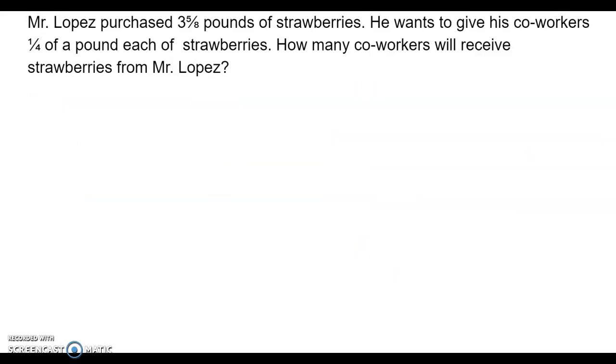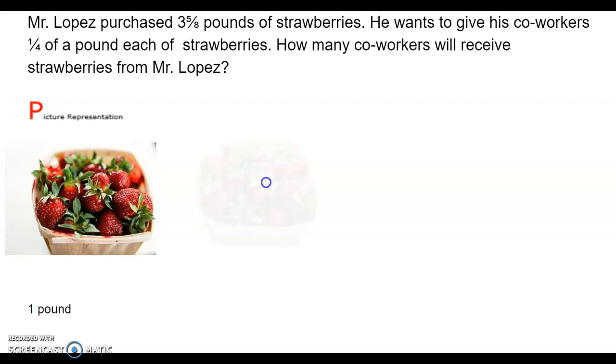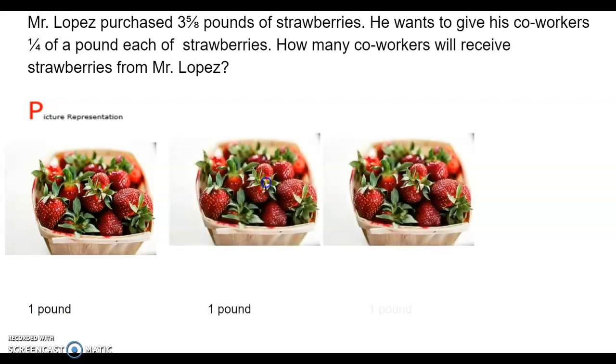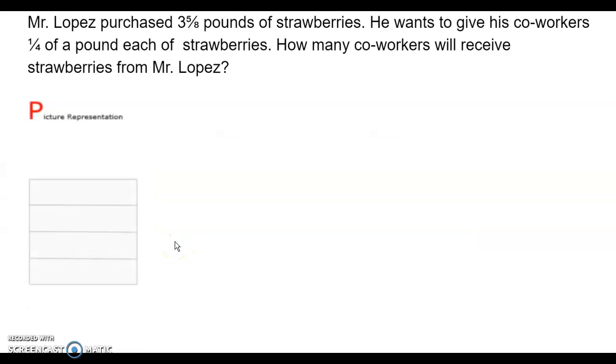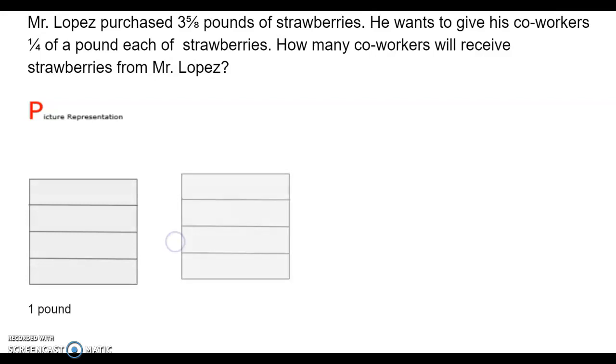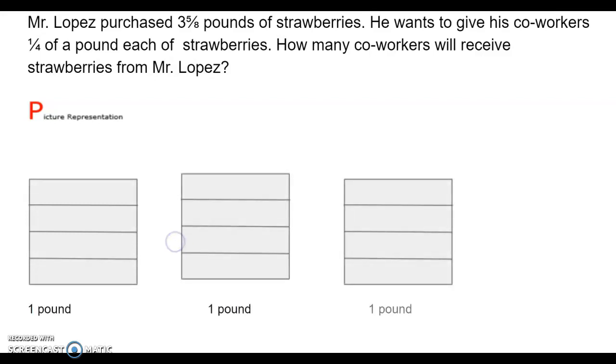Last but not least, it's important that I do my picture representation. In this one, I want to represent strawberries by the pound. I know that I have 3 5/8 pounds of strawberries. So this is from the computer, but I need to see something that I can actually draw. So this is what I have. Each of these represents a pound. So here I have a pound broken into fourths because I know I'm going to be distributing fourths. And then also I have 5/8 pounds, and I want to distribute those into fourths.